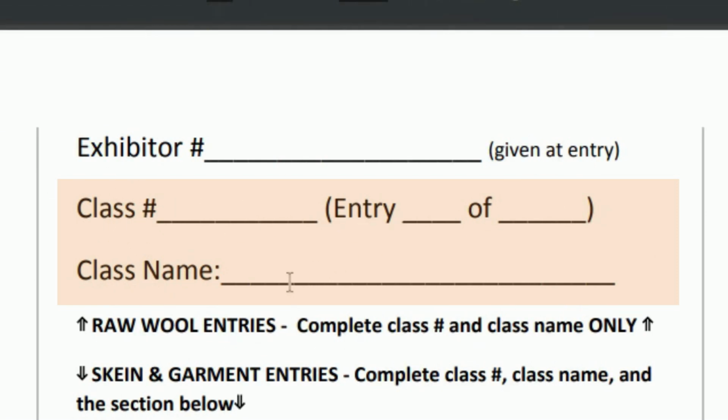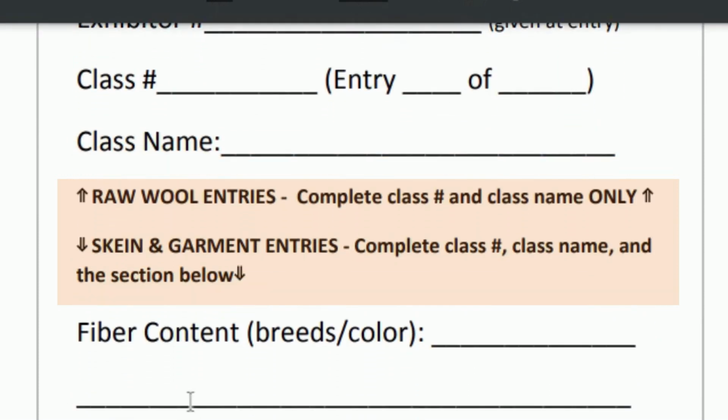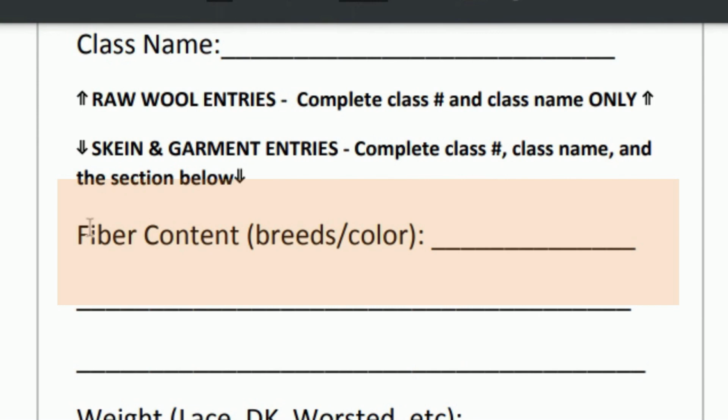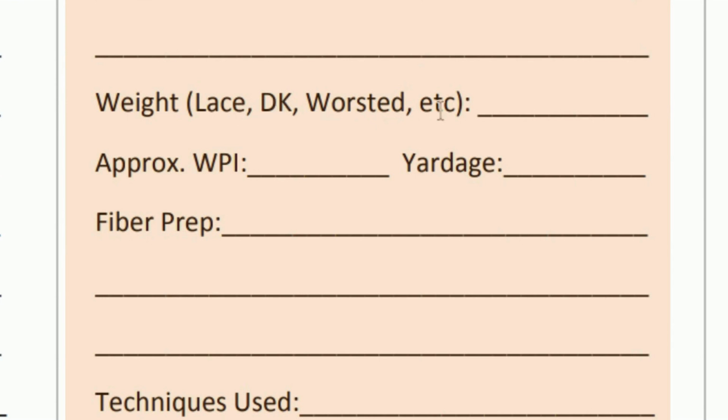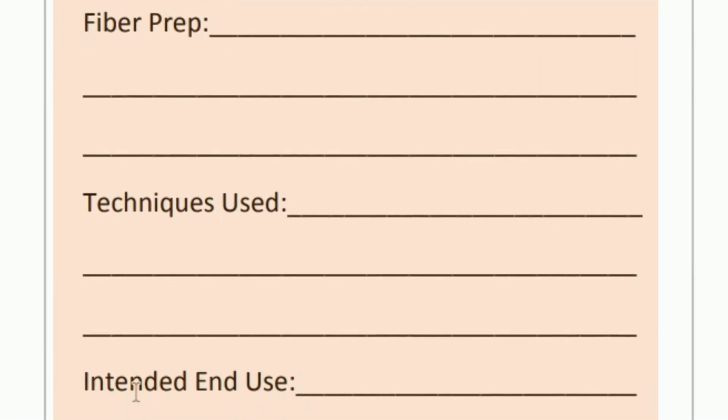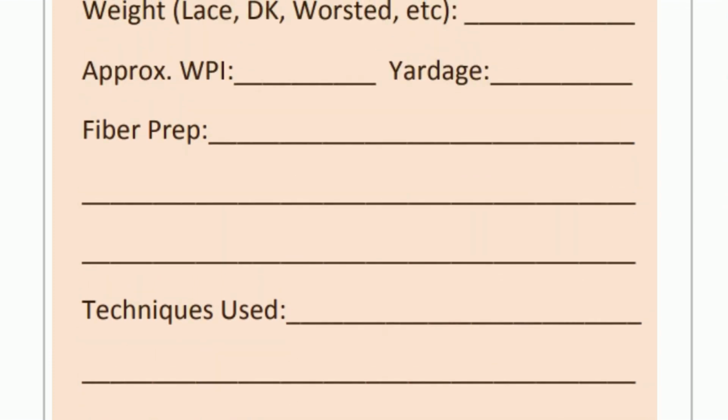So let's say we have a skein entry. We're going to fill out this. We're going to find out what class number it is and the class name, write it out. Scroll down here and start here. Fiber content, breeds or color, the weight of the yarn, whether it's lace, DK, worsted, etc., wraps per inch, yardage, fiber prep, techniques used, and what's the intended use. If it's big and bulky and maybe you want a big, bulky, nice cowl for it, or is it something thin? Is it art yarn? What's the end use you intend for that yarn? And that's where you stop if you're filling out for yarn entries or skein entries.